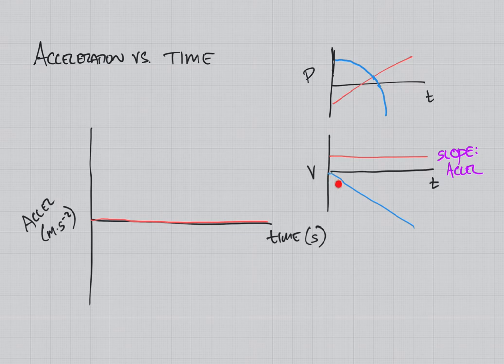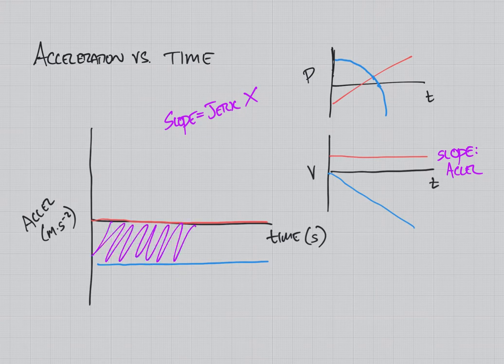Our blue graph then has a negative constant slope, which must mean it has a negative constant acceleration. So we're going to have a graph that looks something like that, right? And just like for the other graphs, we're going to be able to understand a few things. Now with this, the slope of this graph is something called a jerk. But we don't need to really learn about that. Okay, so it's not something that's important.